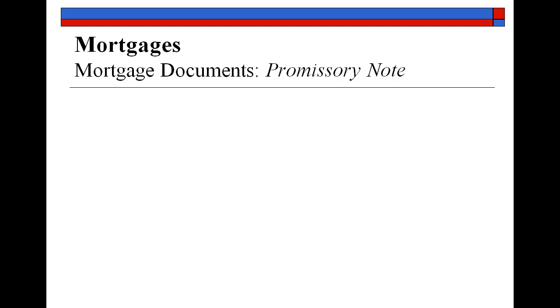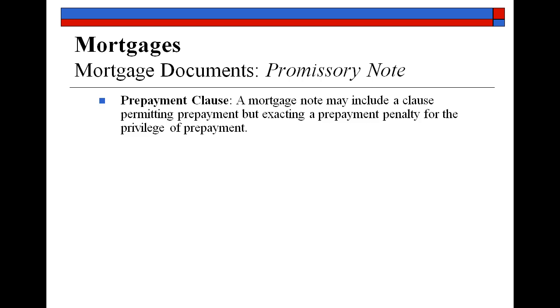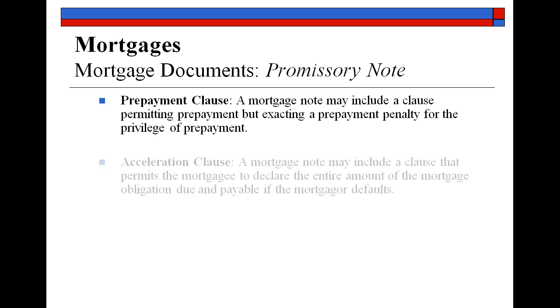The mortgage note may also include one or all of the following clauses. The first is a prepayment clause. A prepayment clause will permit the mortgagor to pay the mortgage amount early. However, that clause will set a penalty for the privilege of early prepayment.